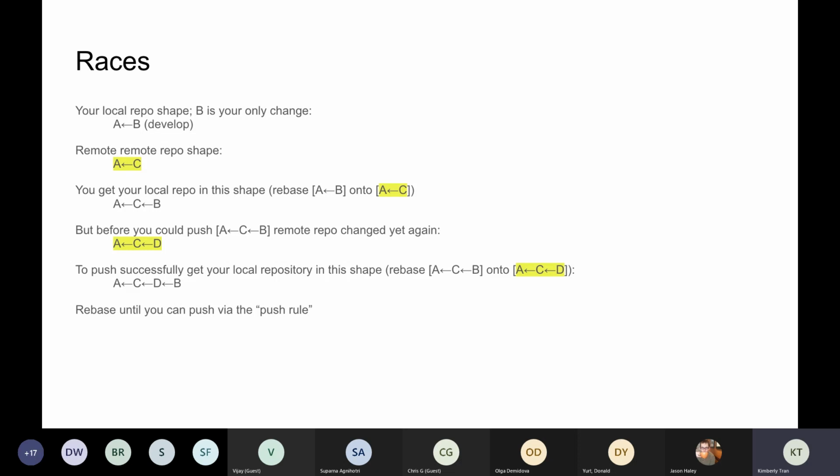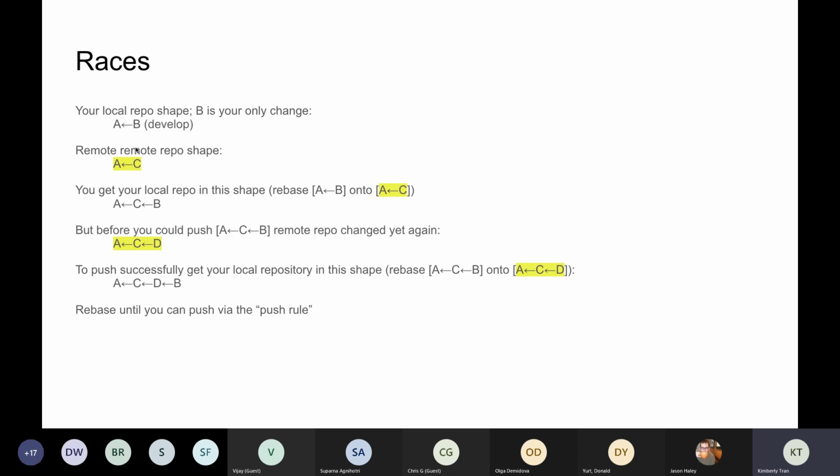So now we get to races. Because if you're on a large team, the repo during peak hours could be changing a lot, and at the end of the day, as you're pushing changes, you may find that people are beating you to pushing your changes, so that by the time you push, you're already out of date. So what happens is your local repo is in this shape. You all start at A, and you've now laid down B. And that's your local repository. The remote repository is now at AC. Someone else started at A, and they beat you to the punch and pushed AC.